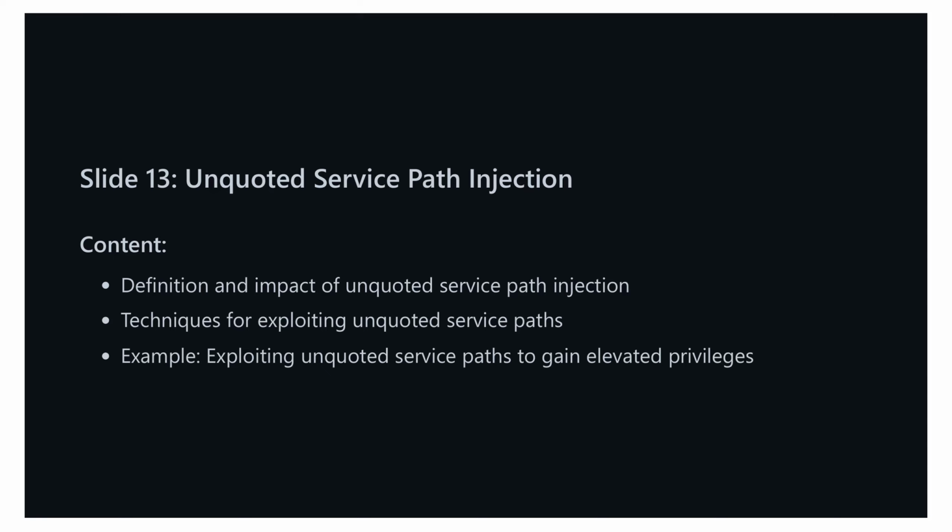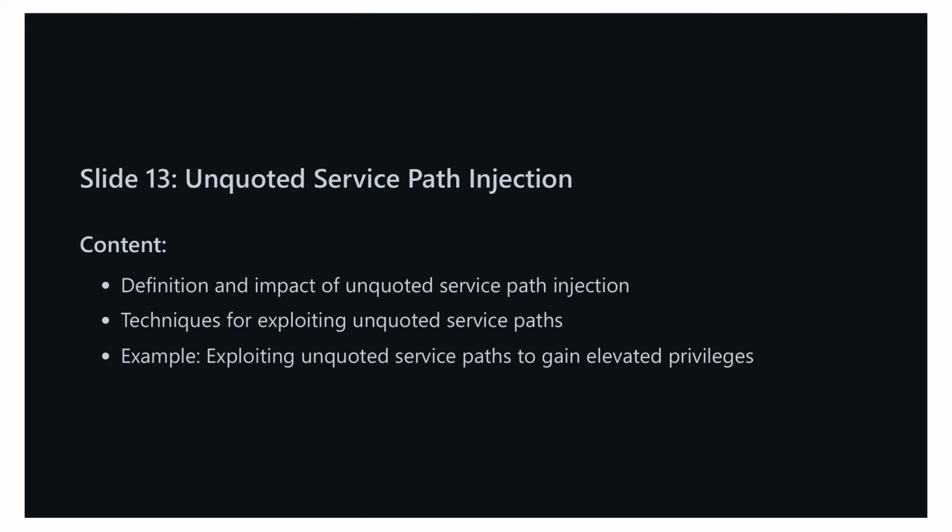Now let's break down the impact. If an attacker gains control over an unquoted service path, they can potentially escalate their privileges, gaining higher-level access. This is particularly dangerous on Windows systems, where services often run with elevated privileges.